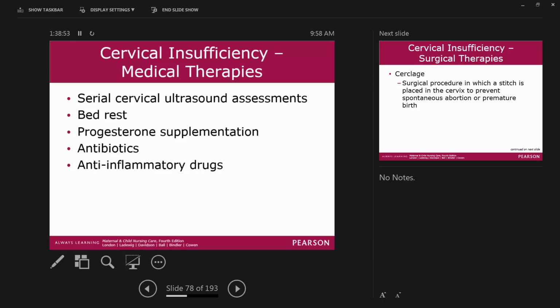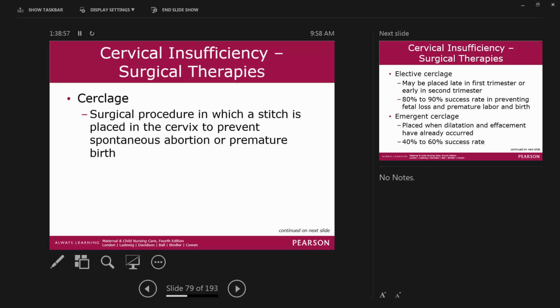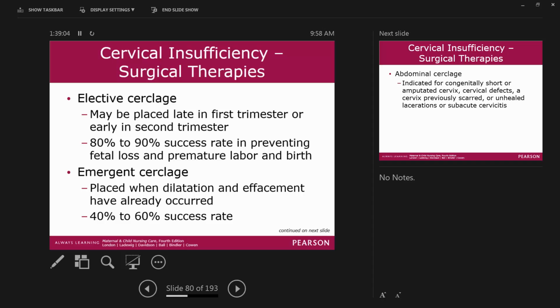We can give some medications to see if that fixes it, but usually what we end up doing is a cerclage, where we stitch the cervix closed. There's the elective cerclage and the emergent cerclage. The elective is for someone we know has had a history of incompetent cervix, so before she starts dilating, we do this really early in pregnancy. The emergent cerclage is when we find out this woman is dilating, and then we go in and try to stitch it closed and keep it from dilating anymore.